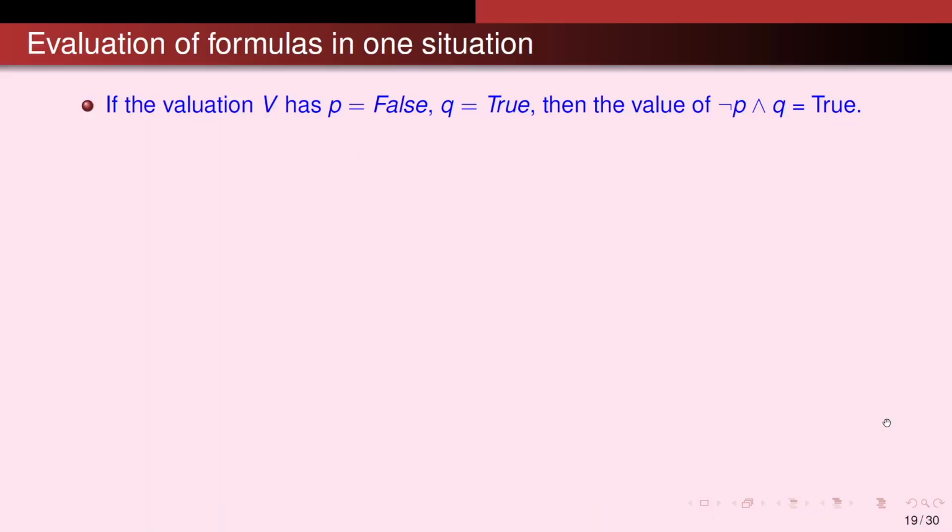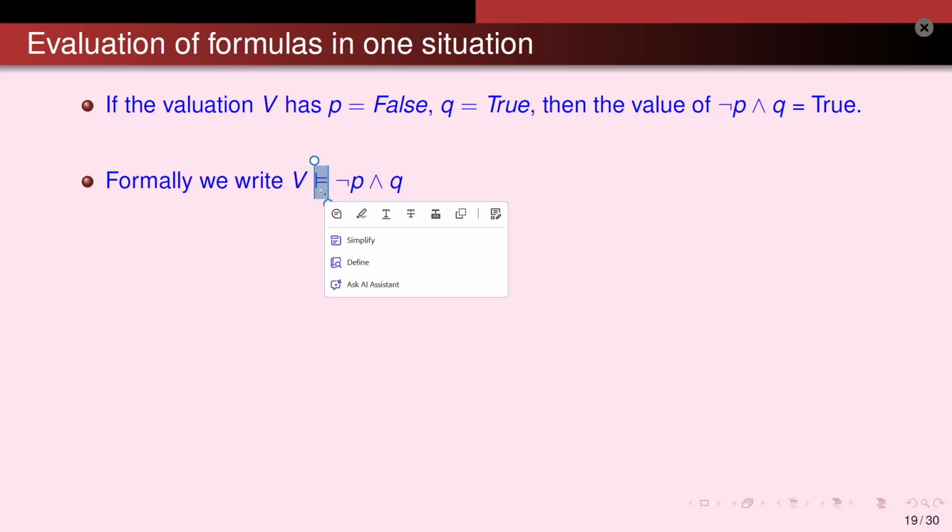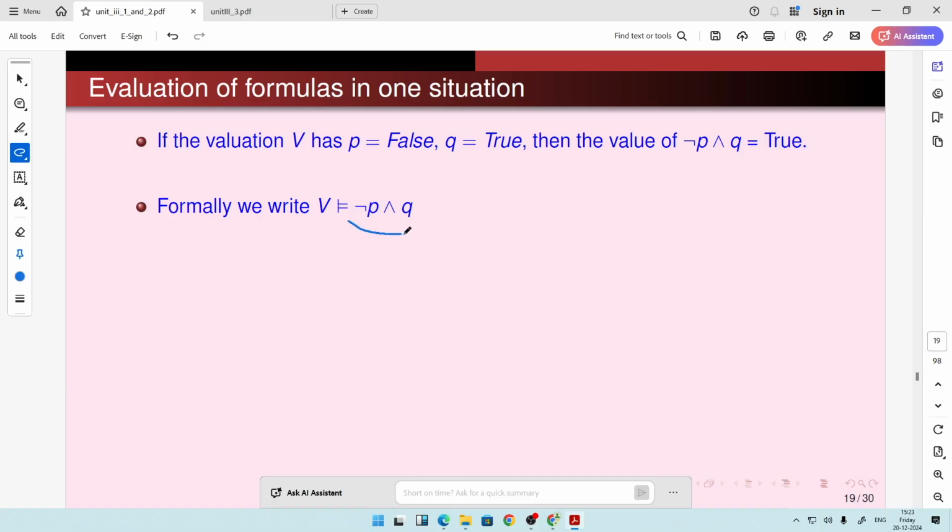Now, what do we call evaluation? How do we evaluate a formula as such? Earlier we saw only the symbols P and Q, so how do we evaluate the entire thing? Suppose the valuation is P is false and Q is true, then not P and Q we call it true. That can be represented with V, and this symbol we call entails.